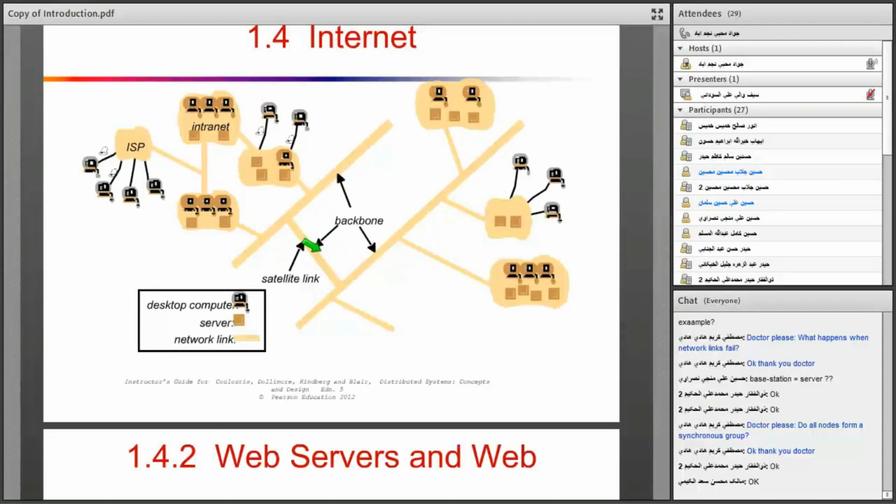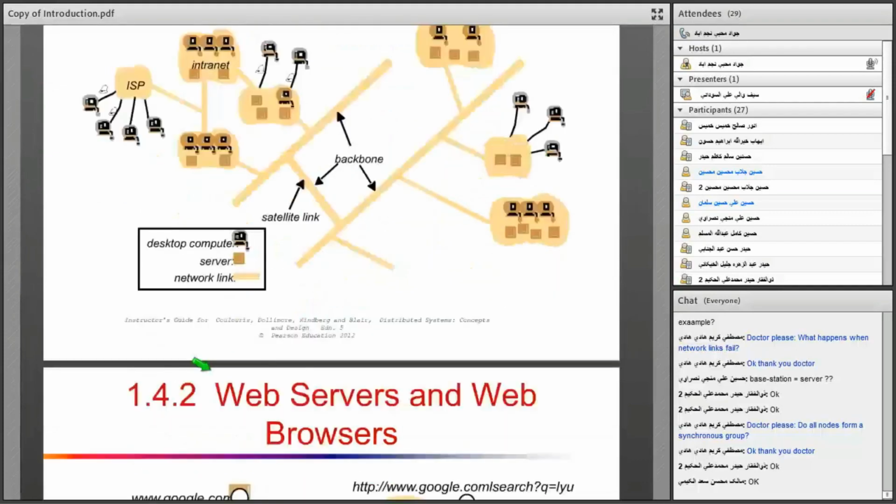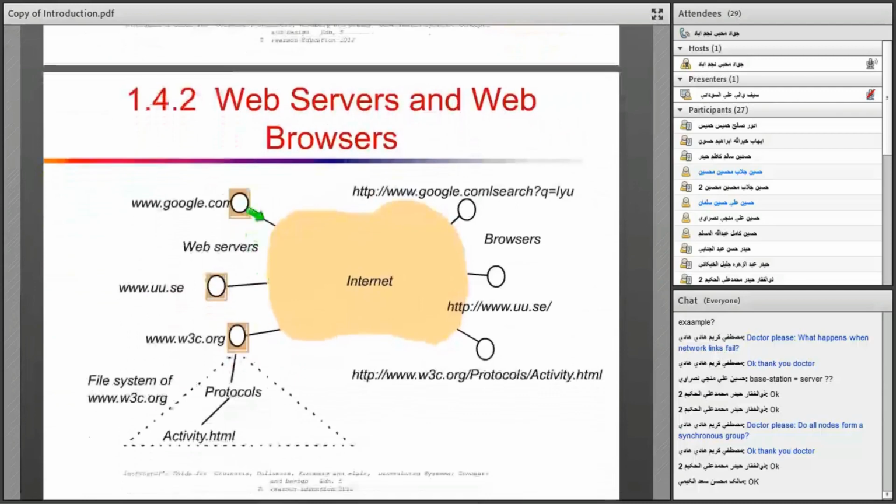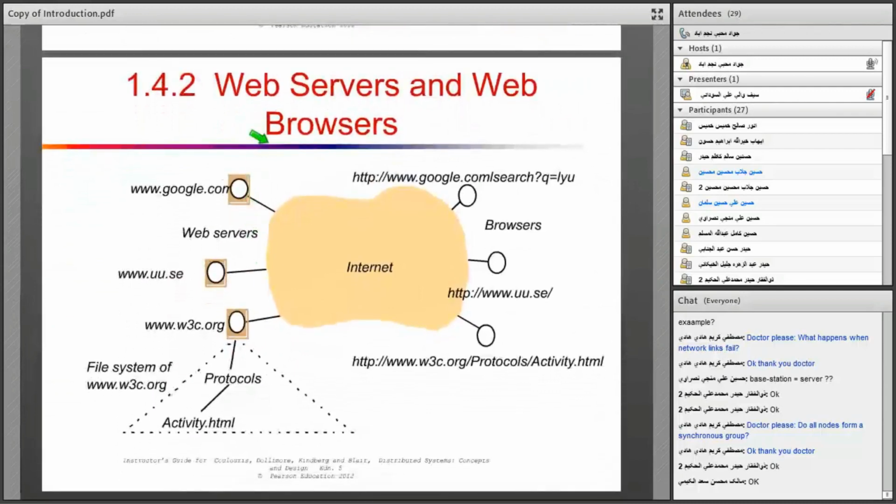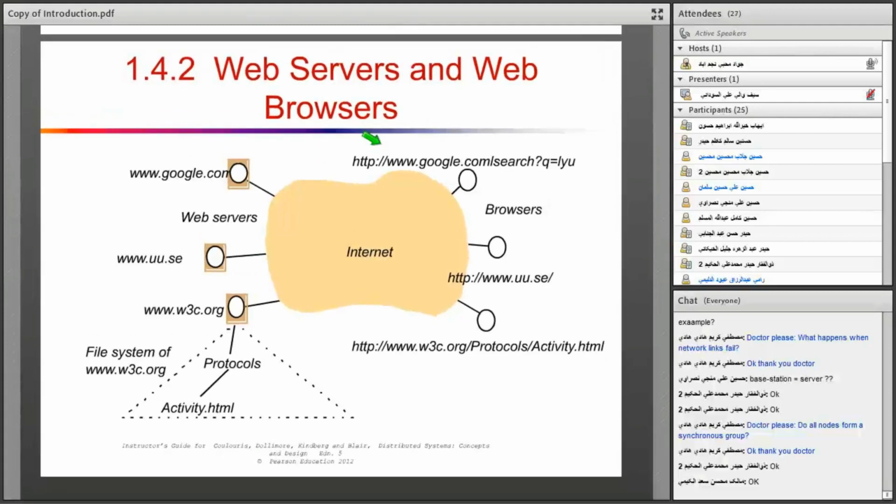A variety of tasks are defined in the internet. The tasks are spread over many machines around the world. It's another distributed system. In this figure you can see some web servers and web browsers. Different web browsers and web servers exist, and you can use them. This distributed system topic is finished now, and we can start a new topic, inshallah.